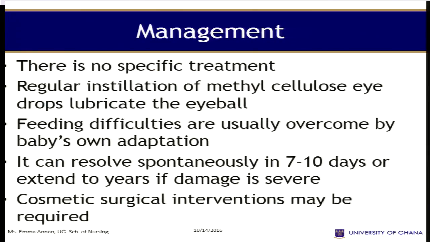How do you manage? There is no specific treatment. What you do is instillation of eye drops into the eyes. Then feeding difficulties are usually overcome by the baby's own adaptation. It can resolve within 7 to 10 days or extend to years if damage is severe. If it happens like that, then it means the baby will need cosmetic surgical intervention.